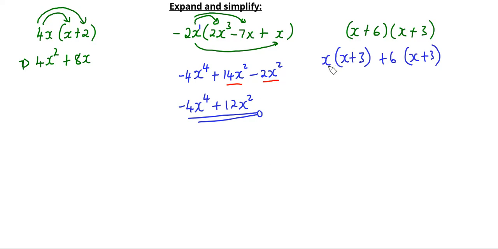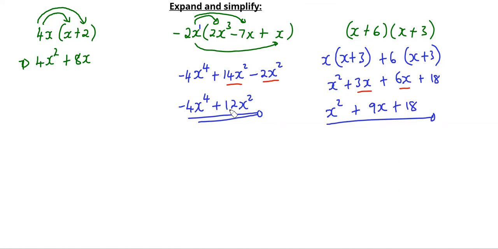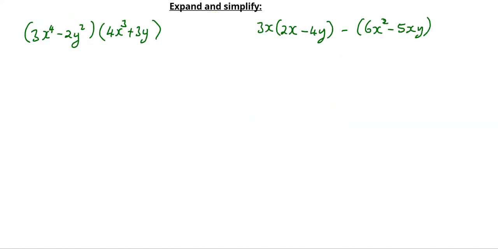Okay, so here we've got x times x going to give us x squared. x times 3 is going to give us plus 3x. Then 6 times x, 6x. 6 times 3 is going to give us 18. Okay, then here we have like terms, 3x and 6x. Okay, so we can add them. So it's going to be x squared plus 9x plus 18. Okay, so this becomes our final answer. Let's move on to the next one here.